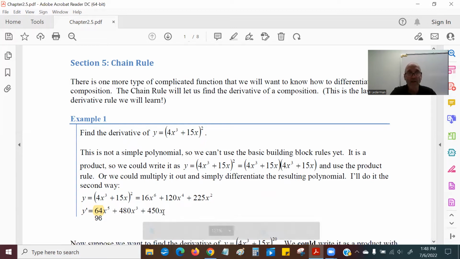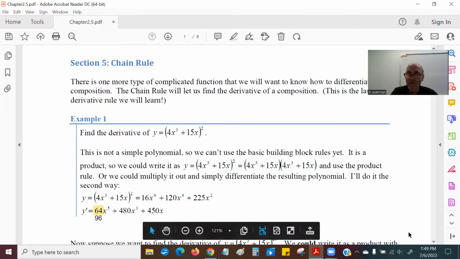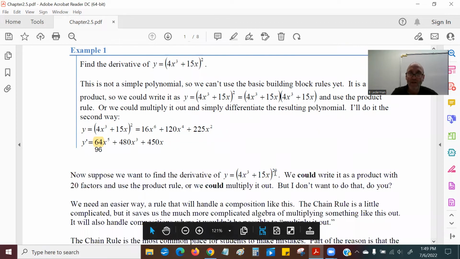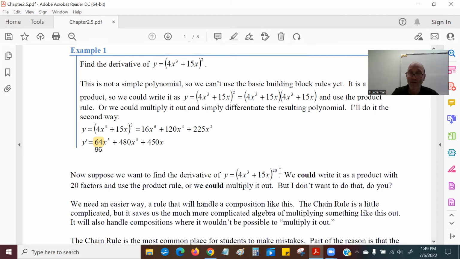So this wasn't so horrible. We got an answer. It's all fine. It's all good. But what if this 2, the second power, which made things a little more difficult because we had to start multiplying out, what if instead of a 2, that 2 is a 20? Imagine we had this problem right here. y is equal to (4x cubed plus 15x) to the 20th power. How are we going to handle that?